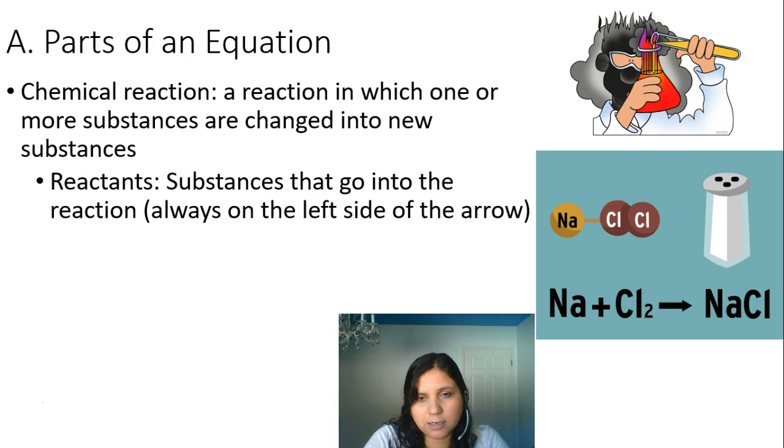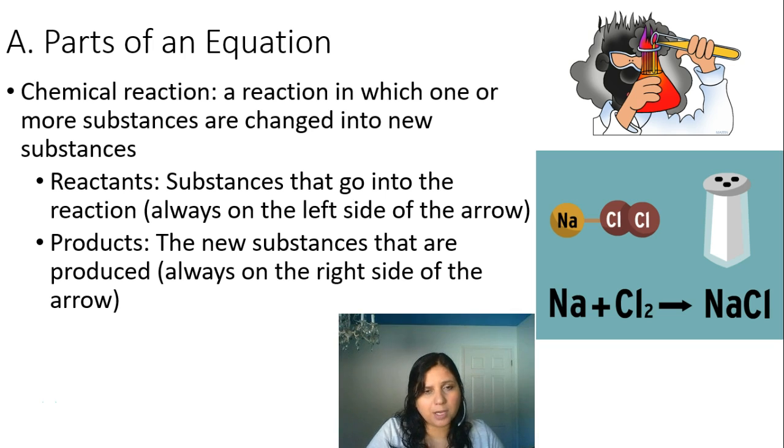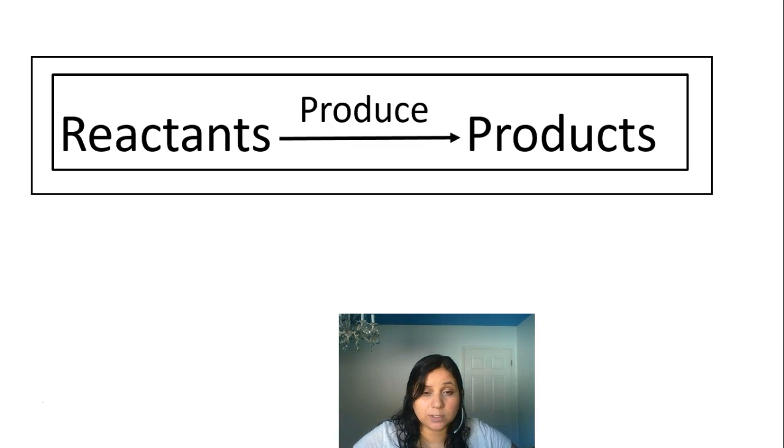The reactants are always what you see on the left-hand side of the equation. Okay. And the products are what you see on the right-hand side of the equation. Okay. And so it would look like this. Reactants produce products. That arrow's there to show you that they're changing into products.